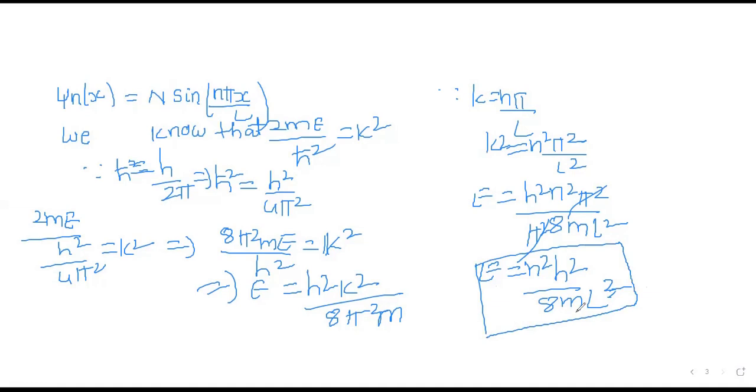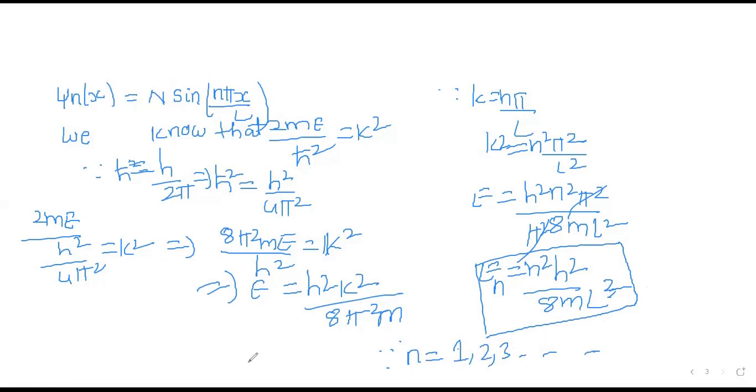Understood, everybody? So now this equation, you can see, can also be written as E suffix n. This gives the allowed values of energy. En is nothing but the allowed energy values for different values of n. So we just substitute n is equal to 1, 2, 3, and so on.